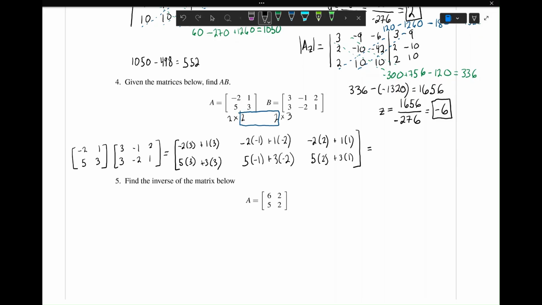Now I complete all those calculations, and I end up with -3, 24, 0, -11, -3, and 13.